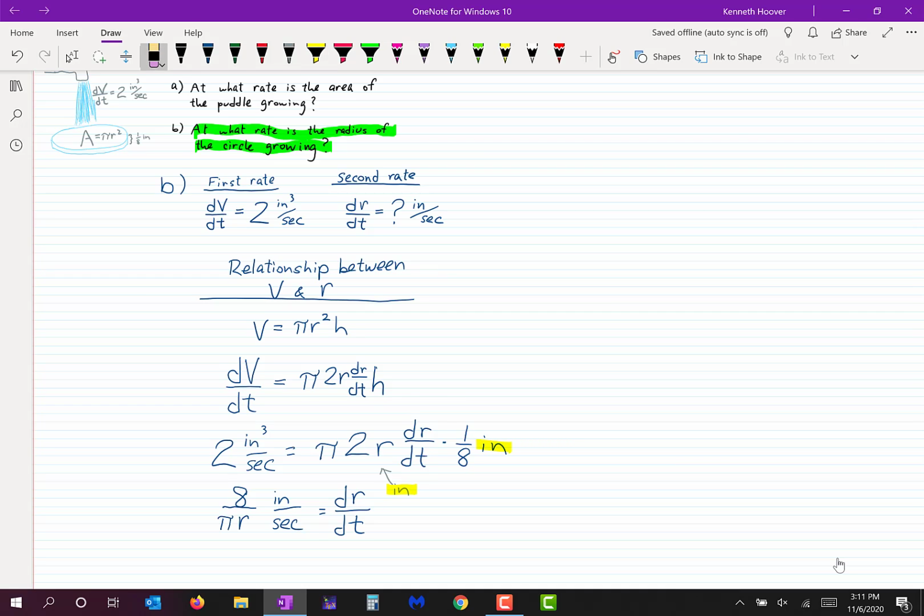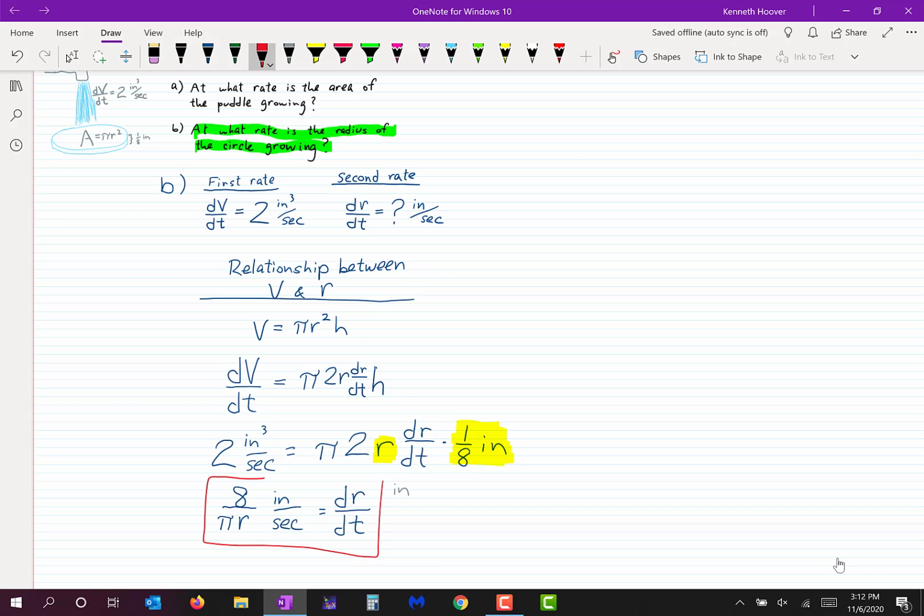So let me just make this clear. This is a number of inches, and this is a number of inches. And they're being multiplied together. So on the right, I have inches squared. So when I divide both sides by that, I will be dividing by inches squared. Okay? Inches cubed divided by inches squared is inches. Okay? And so here's our answer then.